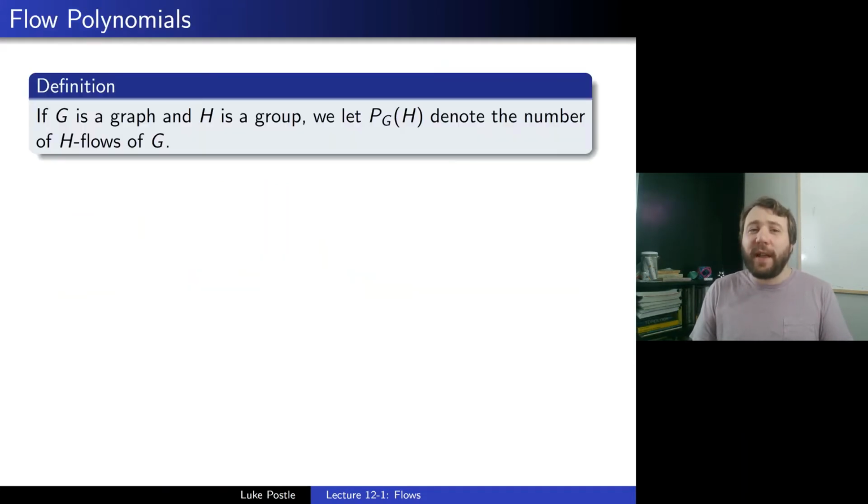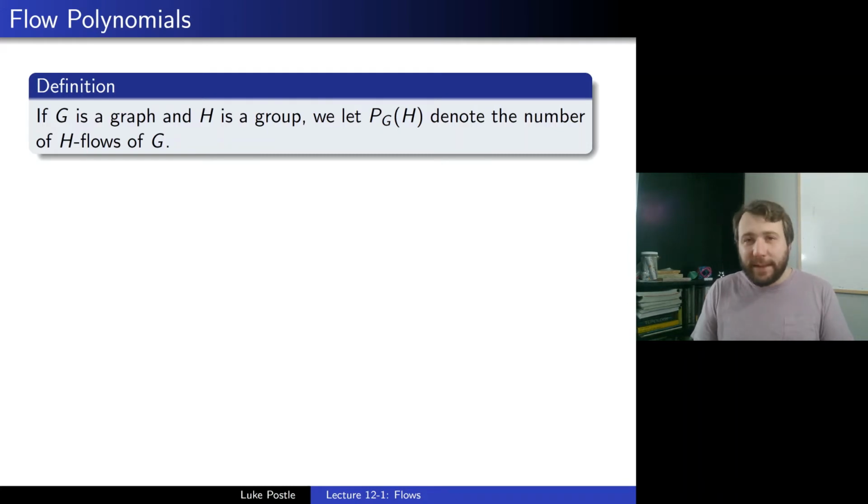We will move on then to talking about generally what are called flow polynomials. So here's the idea. If G is a graph and H is a group, we let P_G(H), and this is really standard notation, denote the number of H-flows of G. So we want to count them. Now you might say, why do we want to count them? Do we even know they exist? Well, actually, that's kind of the point. If the number is 0, then they don't exist.